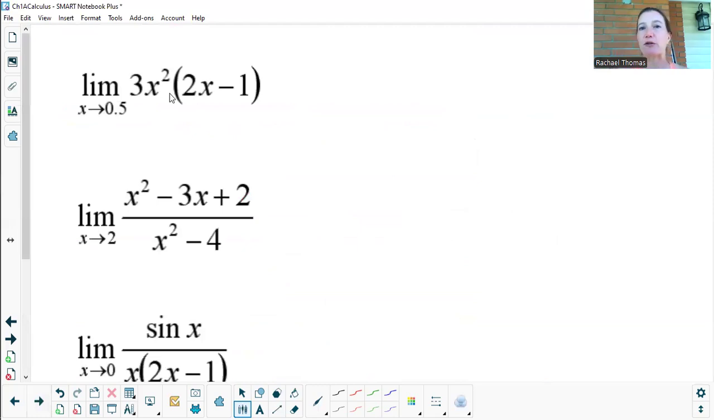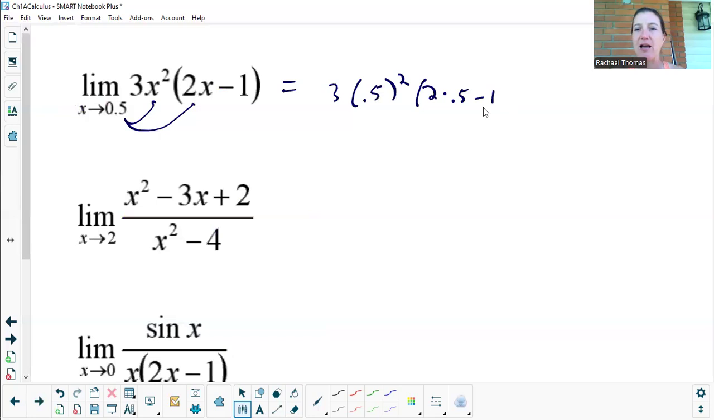Okay, so let's take this first one. We're going to go back to that graph page in a second, I promise. I'm asked to evaluate this limit. The first thing I'm going to try is to just literally plug this x value in for everywhere I see x. 3 times 0.5 squared times 2 times 0.5 minus 1. And I notice that this will give me a value. 2 times 0.5 minus 1 is 0, so this whole expression equals 0, and that's the answer.